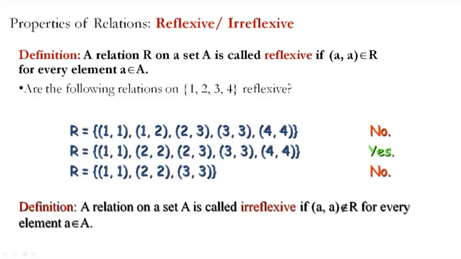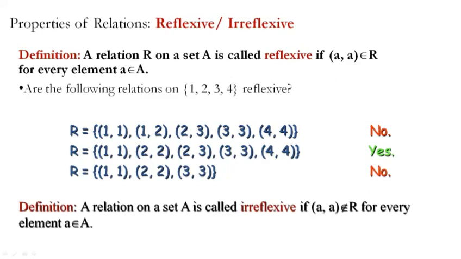Are the following relations on {1, 2, 3, 4} reflexive? Here are some relations given. R is equal to {(1,1), (1,2), (2,3), (3,3), (4,4)}. According to the definition, reflexive means the first element and the second element should be the same. That is the reason this particular relation is not reflexive. And the second relation: (1,1), (2,2), (2,3), (3,3), and (4,4).